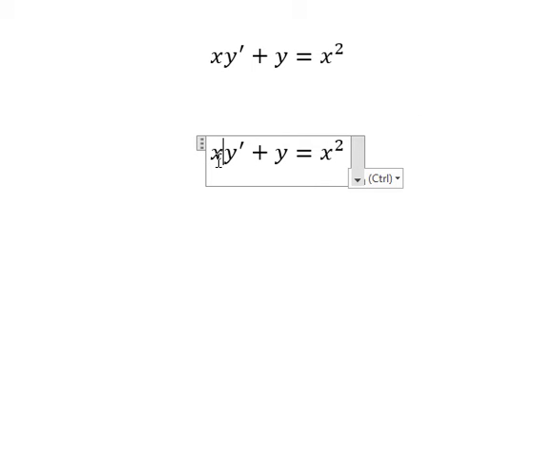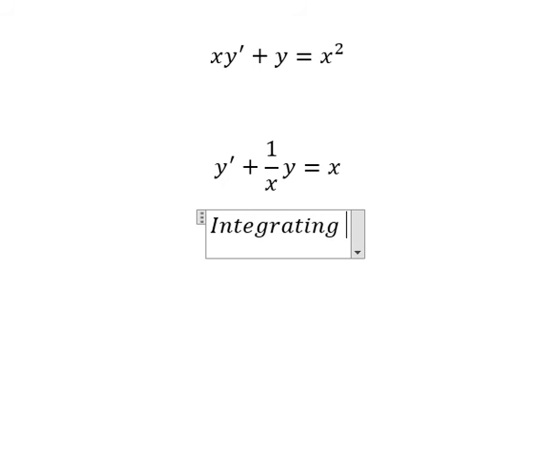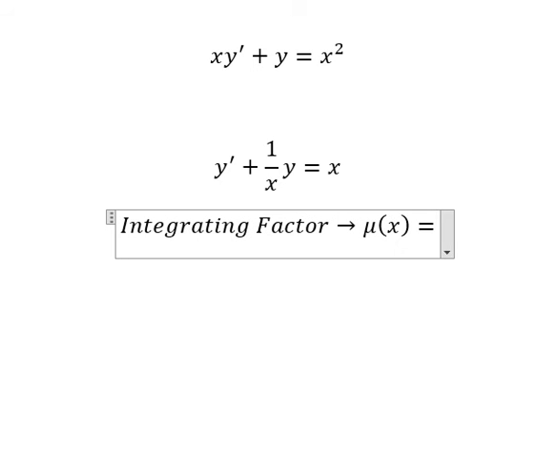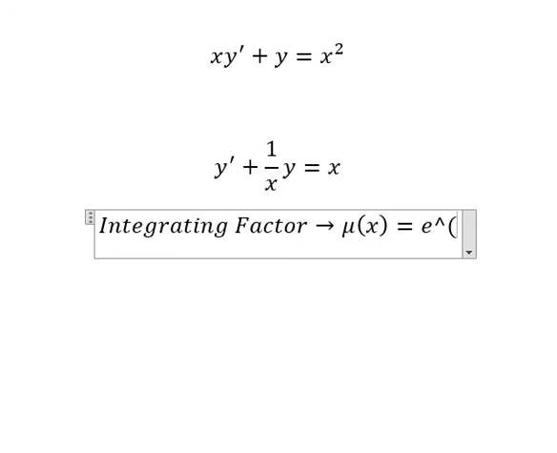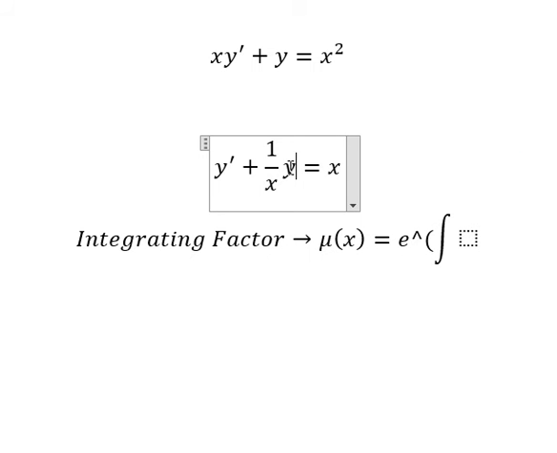We divide both sides by x. Next, we have y and the first derivative of y, so we can use an integrating factor. So we need to find mu of x, which equals e to the power of the integration. We see that 1 over x next to y is for the integrating factor, with the positive sign here.